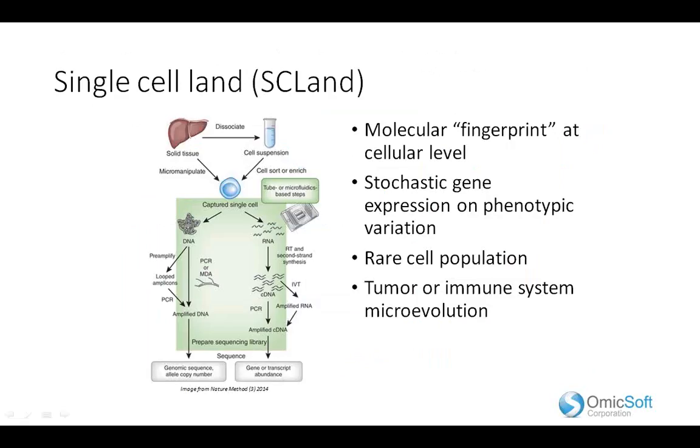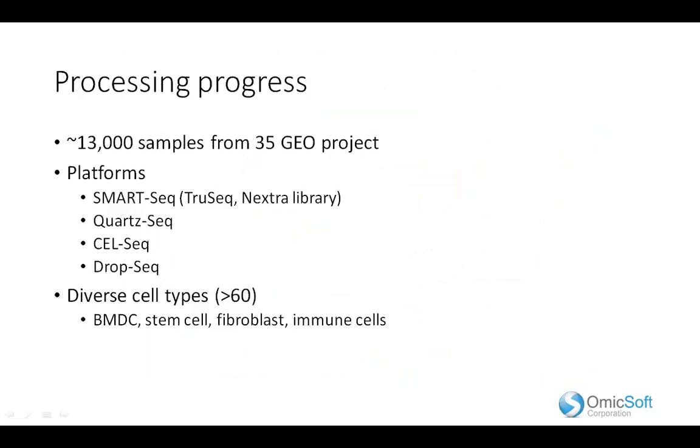So at this stage, we have already aligned more than 13,000 samples from the 35 genome projects, and this is a very diverse data set. You can see that the platform can have SMART-seq, you can have PCR, or using QC, or with the textual libraries, and we have quality, CLC, QC. We have a couple of jobs here.